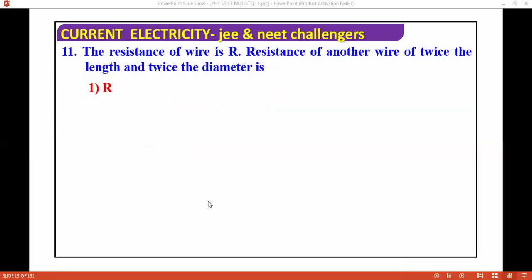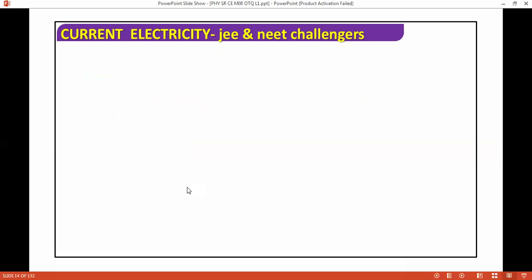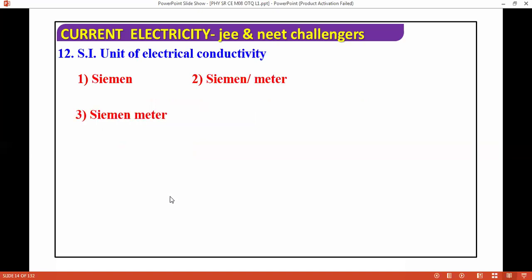Next, the resistance of a wire and another wire with twice the length and twice the diameter. Again, the question is the same concept, you can get the answers. Next question: the SI unit of electrical conductivity. I did this question just now, so I hope you know it. The SI unit of electrical conductivity is Siemens per meter.